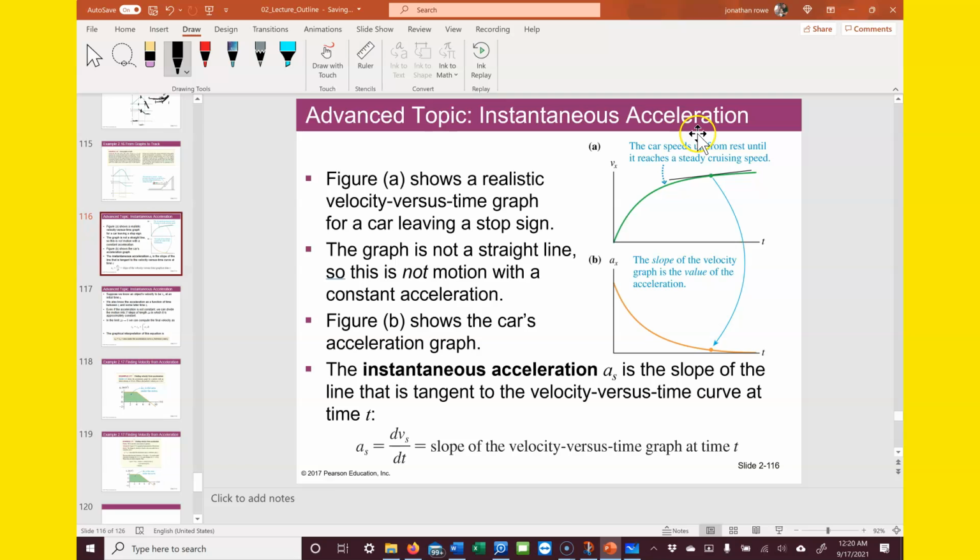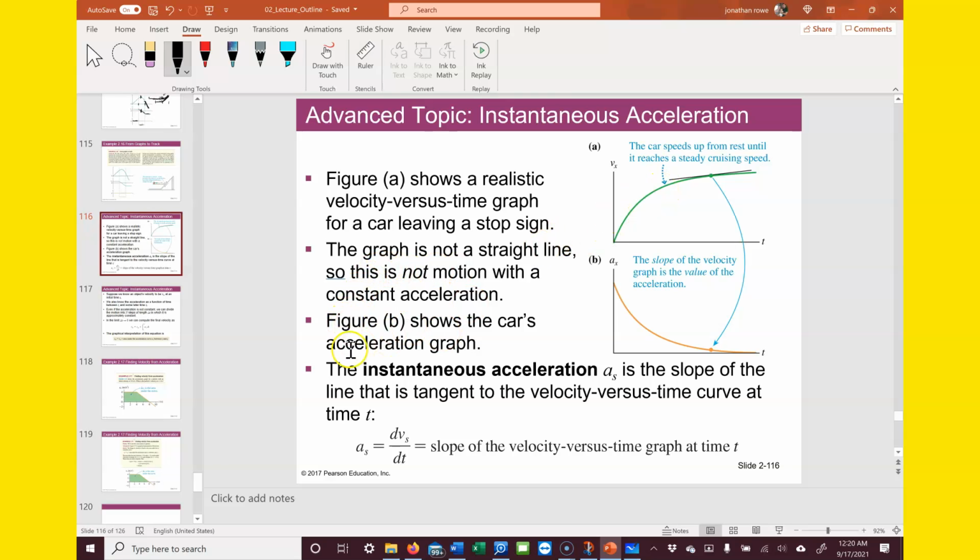Advanced topic, instantaneous acceleration. Figure A shows a realistic velocity versus time graph for a car leaving a stop sign. The graph is not a straight line, so this is not motion with a constant acceleration. So this velocity is not linear. The slope of this velocity is changing, which means that it is not a constant acceleration. Our velocity would have to be linear in order to have a constant slope, which would be the constant acceleration that we would be looking at. That's not the case here.